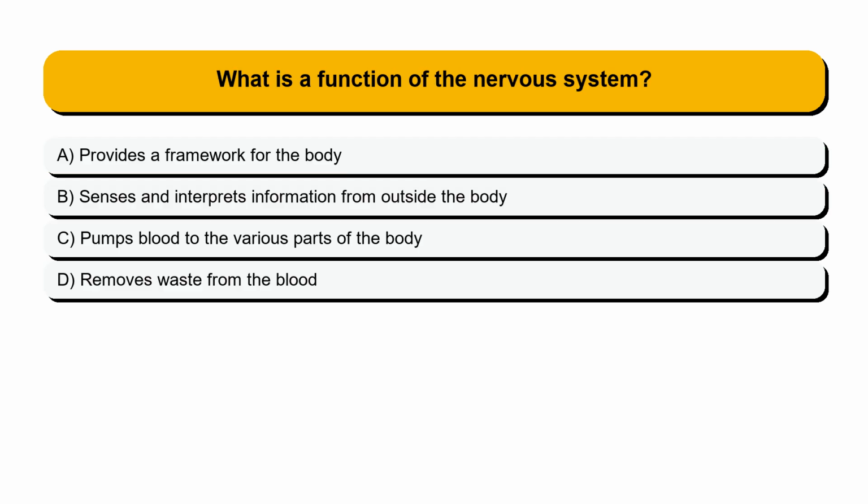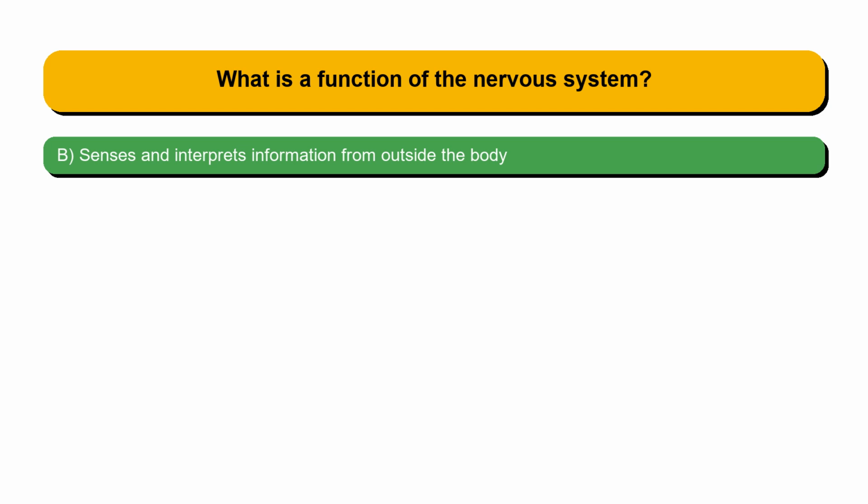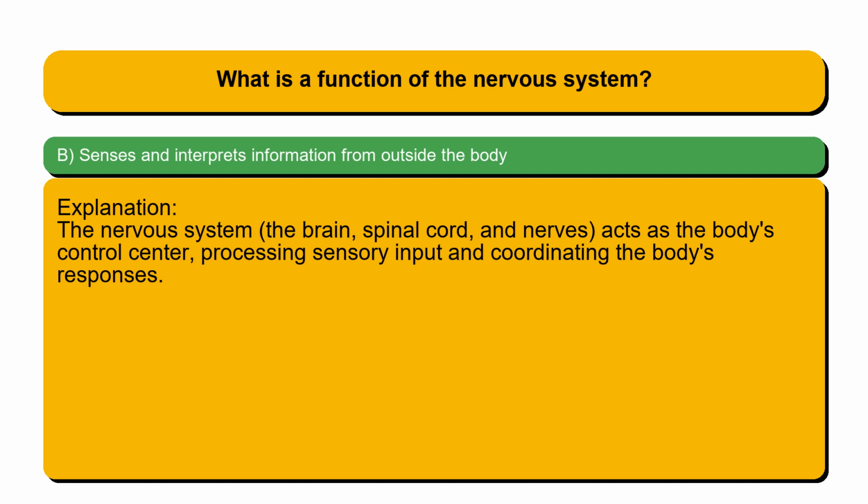Question 16. What is a function of the nervous system? Option A. Provides a framework for the body. Option B. Senses and interprets information from outside the body. Option C. Pumps blood to the various parts of the body. Option D. Removes waste from the blood. The correct answer is option B. Senses and interprets information from outside the body.